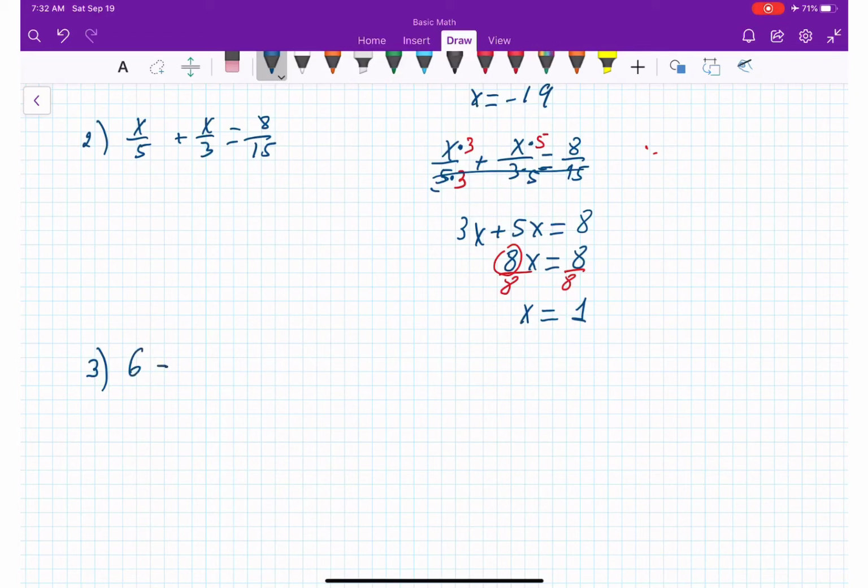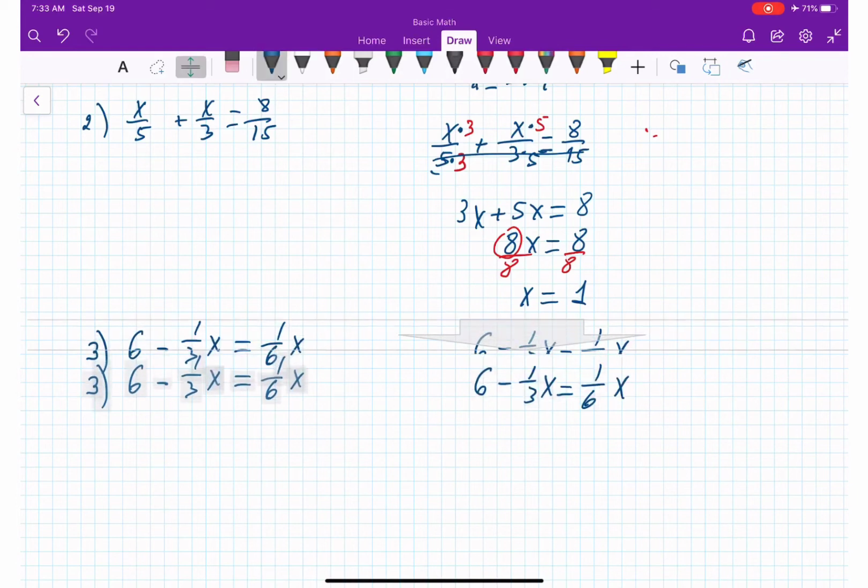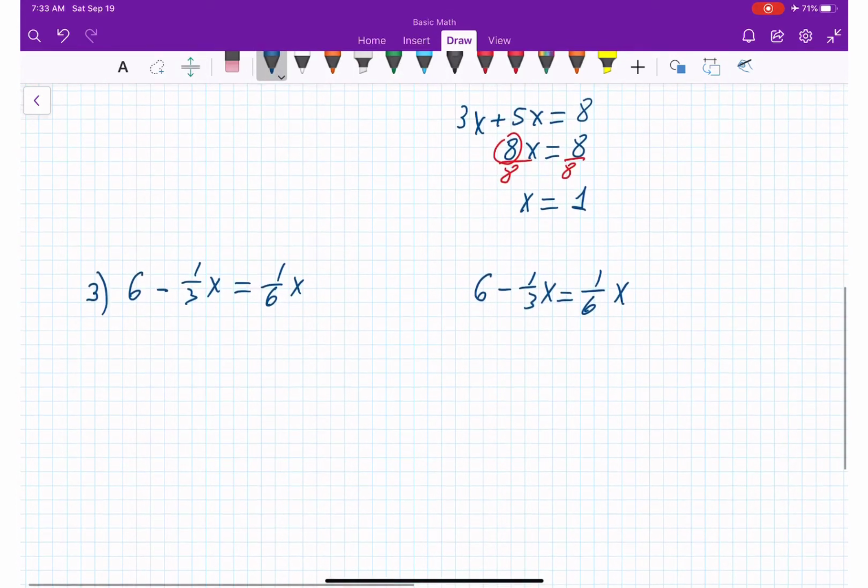6 minus 1/3 of x equals 1 over 6x. Okay. Let's rewrite on the side, not to make a mess again. So 6 minus 1 over 3x equals 1 over 6x. Leave some space. So common denominator, we have 3 and 6. Common denominator is going to be 6, right?